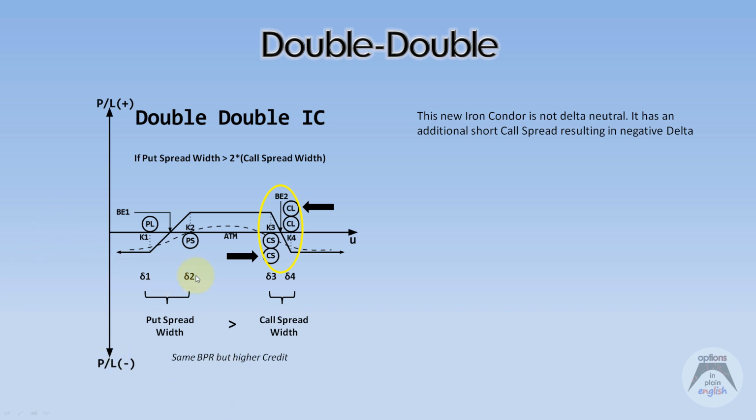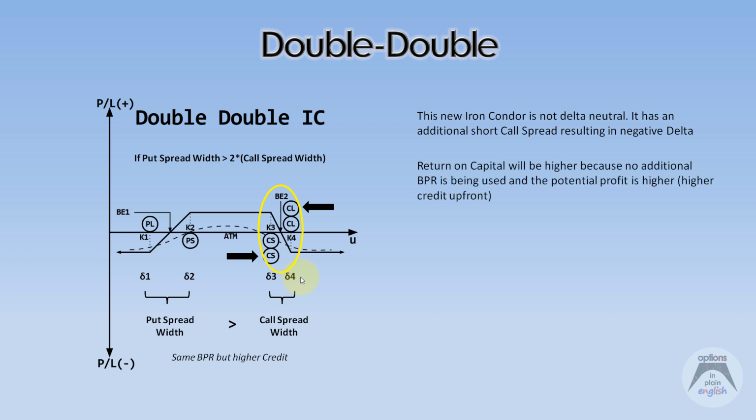So you have positive deltas from this short put spread, positive deltas from this original short call spread, and then the additional one provides you with additional negative deltas. Return on capital is going to be higher because no additional BPR is being used and the potential profit is higher, because you get a higher credit up front.